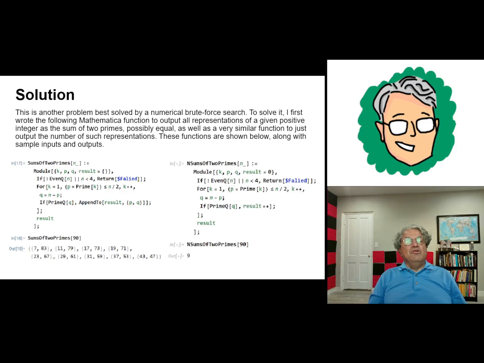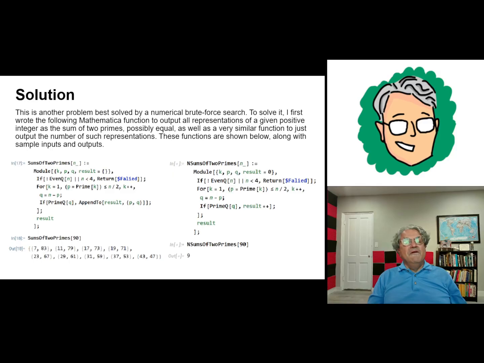And it's very straightforward. Here's the code I wrote in Mathematica. I wrote a couple of very similar functions here. This doesn't solve the whole problem. The function on the left is called sums of two primes of n. That just does exactly what it says. It gives you all the representations of a given positive even integer n as the sum of two primes. And I ran it with 90 as the input. And you can see on the bottom, these are all the representations of 90 as the sum of two primes.